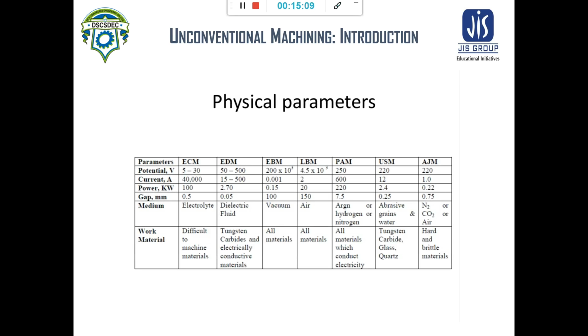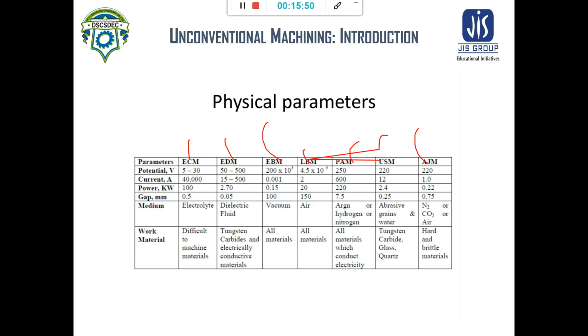So see here, what are the physical parameters? Here ECM, EDM, EBM, LBM, PAM, USM and AJM. What are the full forms? ECM means electrochemical machining. EDM, electro discharge machining. EBM, electron beam machining. LBM, laser beam machining. PAM, plasma arc machining. USM, ultrasonic machining. And AJM, that is abrasive jet machining.